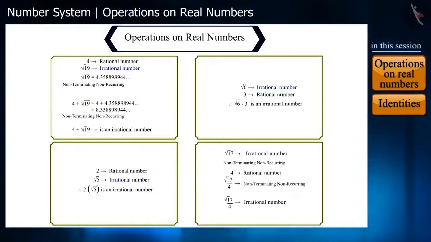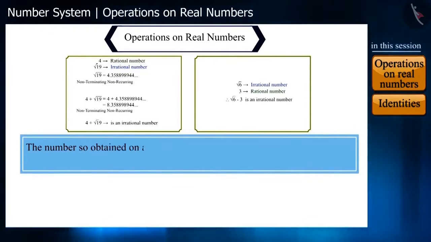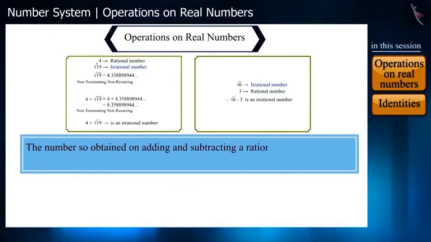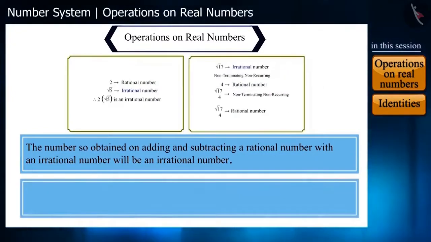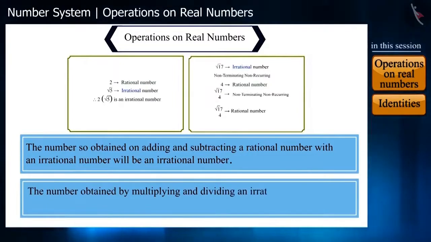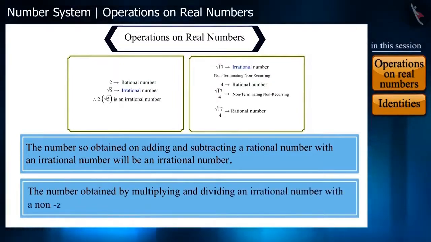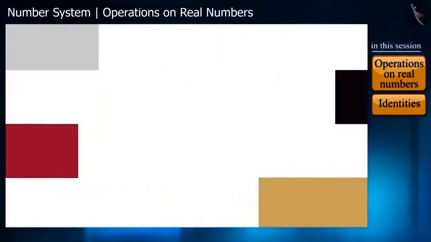After seeing all these examples, we can conclude that the number so obtained on adding and subtracting a rational number with an irrational number will be an irrational number. Similarly, the number obtained by multiplying and dividing an irrational number with a non-zero rational number will also be an irrational number. Let's move ahead.